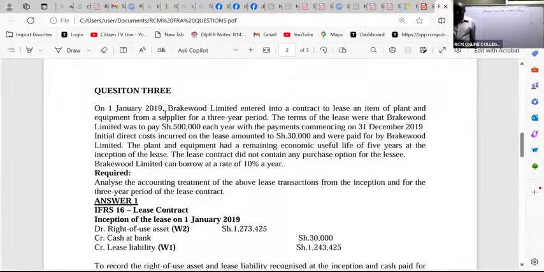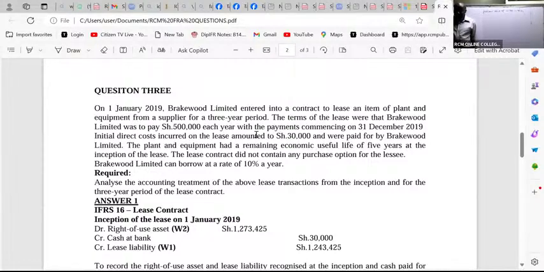On 1st January 2019, Breakwood Limited entered into a contract to lease an item of plant and equipment from a supplier for a 3-year period. So remember, the right of using this asset is just 3 years. The term of the lease was that Breakwood Limited was to pay $500,000 each year, with payments commencing on 31st December 2019, end of the year.